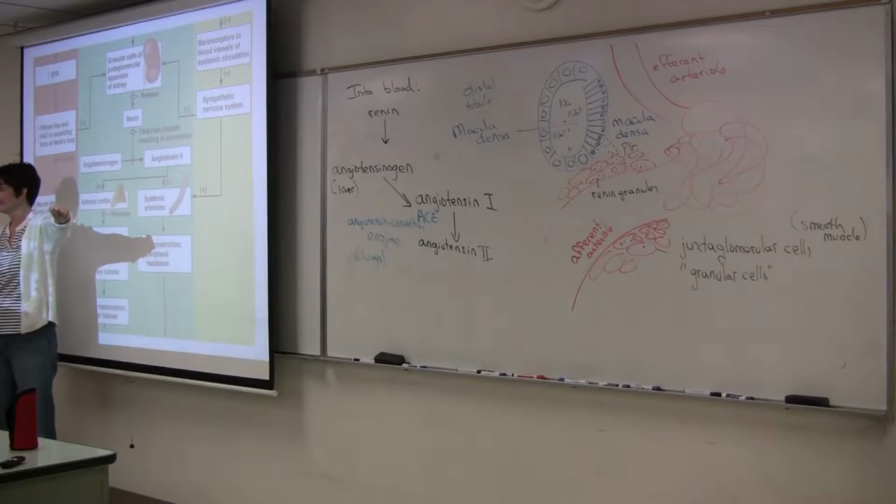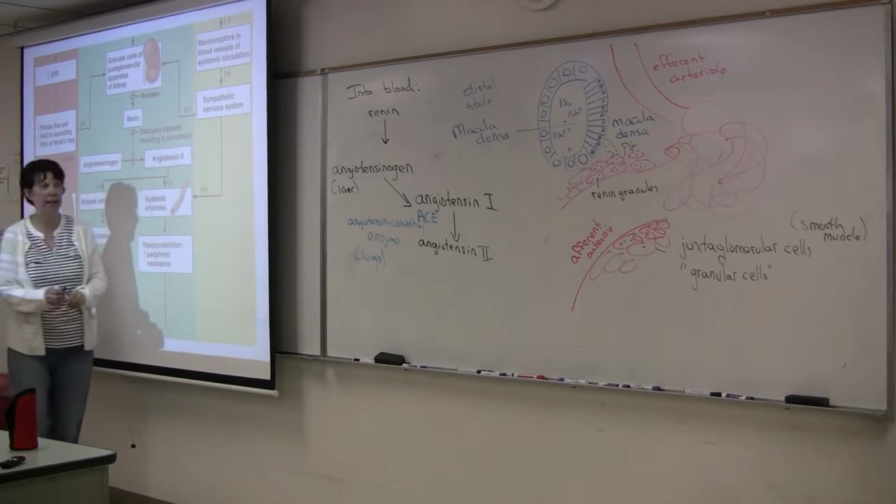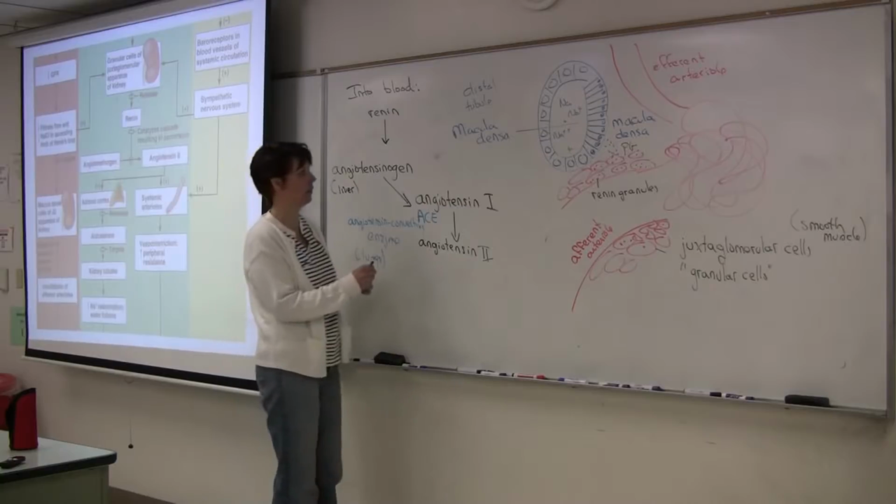So we're at this point right here. Renin converts angiotensin, and eventually we end up with angiotensin 2. 2 functions. By itself, it will cause systemic arterioles to constrict. Like we already said a few minutes ago, that increases peripheral resistance and blood pressure goes up. Okay, so angiotensin 2 can do that all by itself.